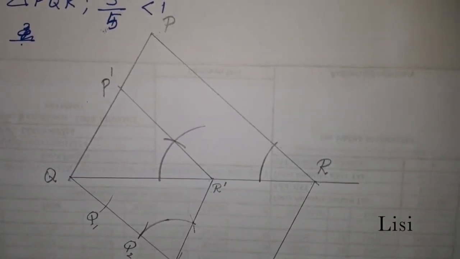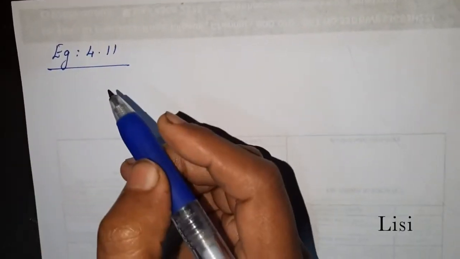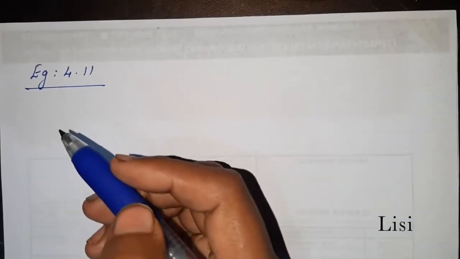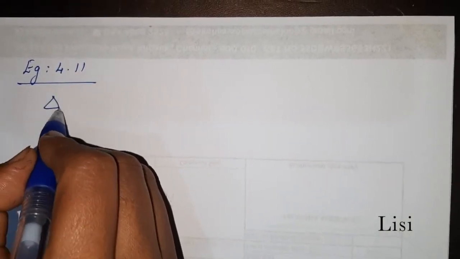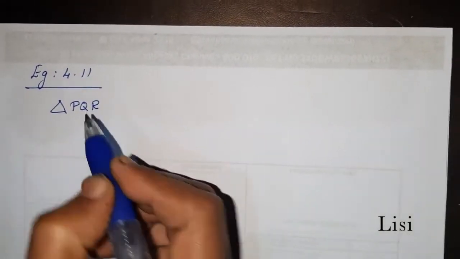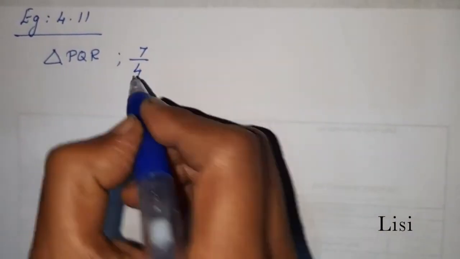Example 4.11. What is the sum? Construct a triangle similar to a given triangle PQR with its sides equal to 7 by 4 of the corresponding sides of the triangle PQR. Now we'll see for the improper fraction. You have this one, 7 by 4. 7 by 4 is an improper fraction.